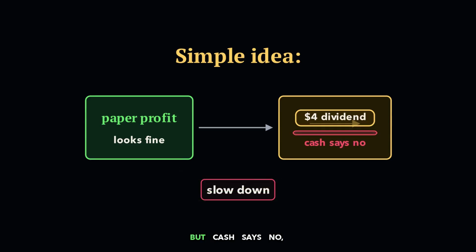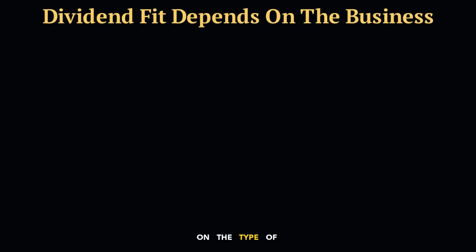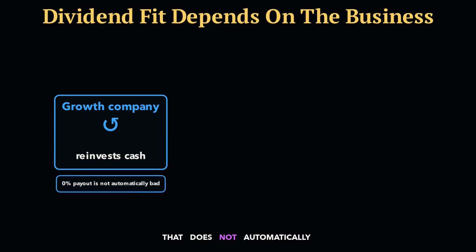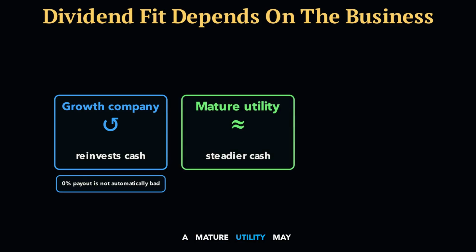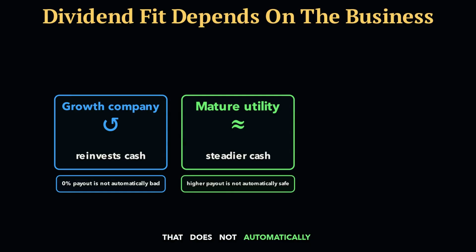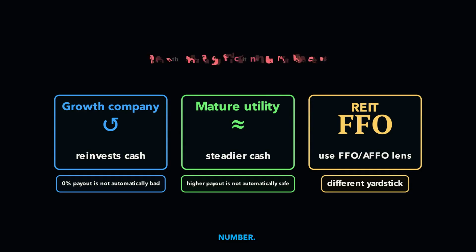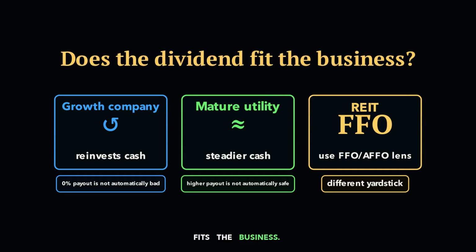If earnings say yes, but cash says no, slow down. Payout ratio also depends on the type of business. A fast-growing company may pay no dividend because it wants to reinvest. That does not automatically make it bad. A mature utility may pay a higher percentage because its business is steadier. That does not automatically make it safe. And some businesses, like REITs, are often judged with cash flow style measures, such as FFO or AFFO, not plain EPS alone. The point is not to memorize one magic number. The point is to ask whether the dividend fits the business.